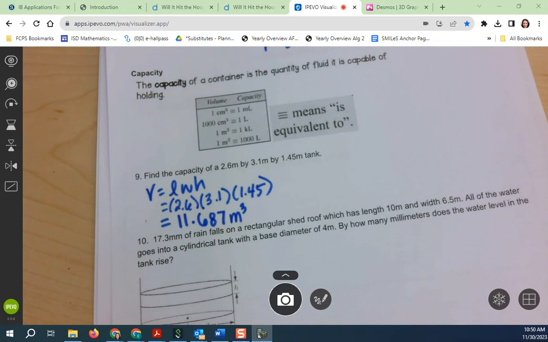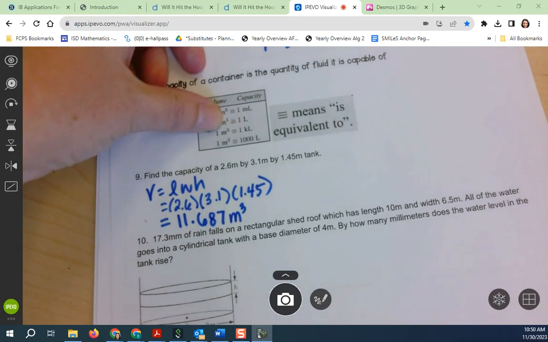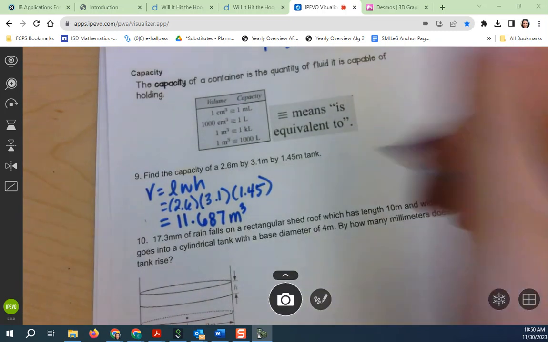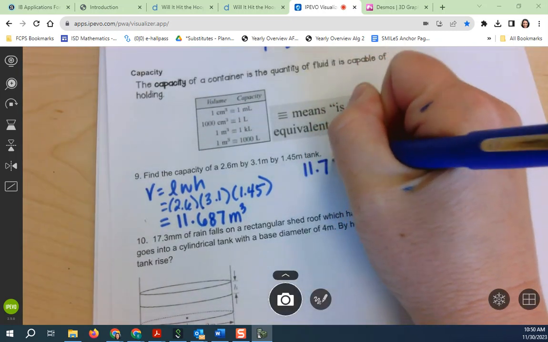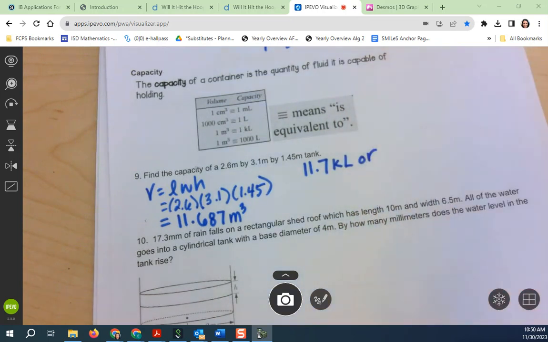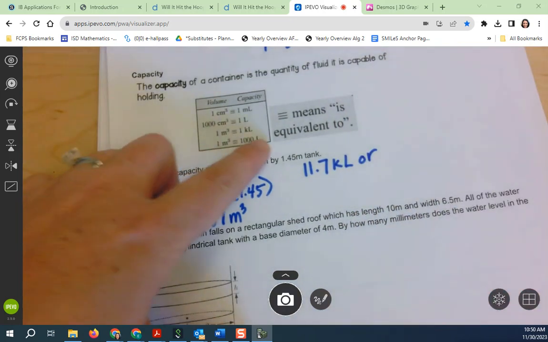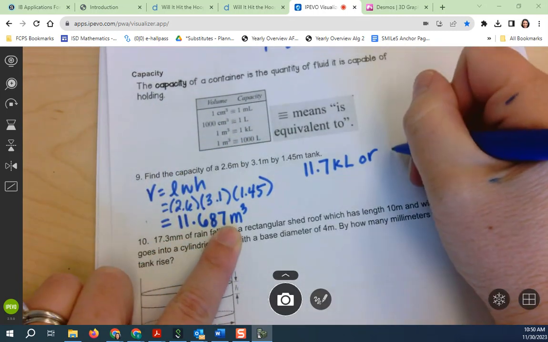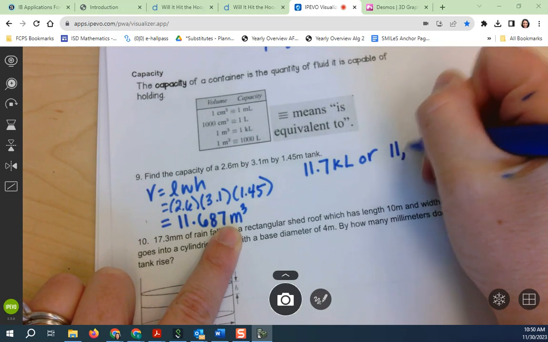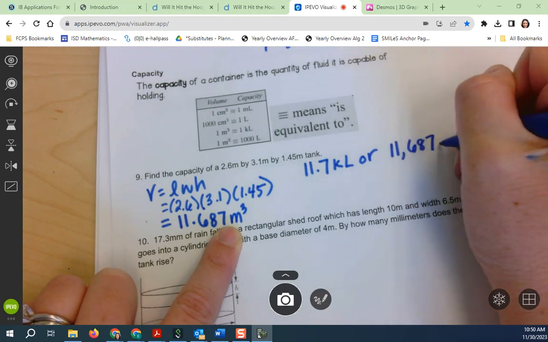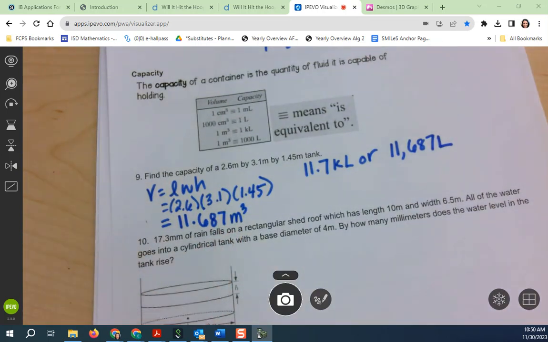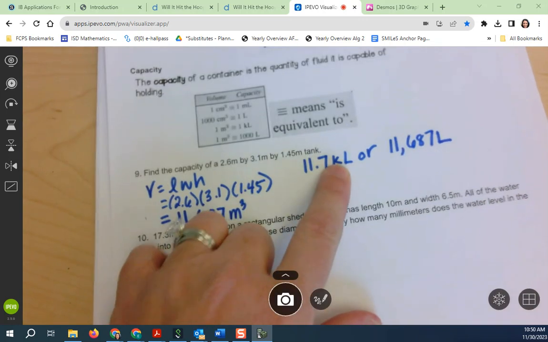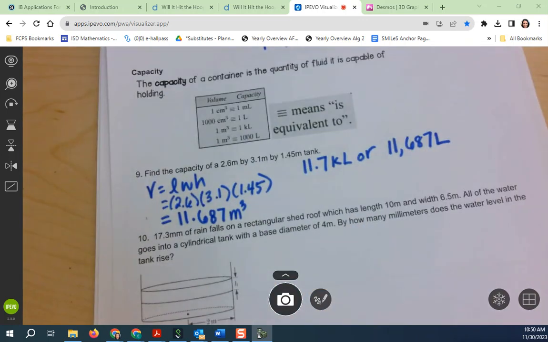So cubic meters can translate into kiloliters, right? A cubic meter is a kiloliter. So you could say 11.7 kiloliters, or if you want to change it to liters, you multiply it by 1,000. That would move your decimal place over, and we would keep the numbers. So it would be 11,687 liters. So if it tells you to, I guess I would do 0.0 liters, but you get the idea. If it tells you kiloliters, if it tells you liters, you would put answers like this. Right now, I would accept either one because it just asks you to do capacity.